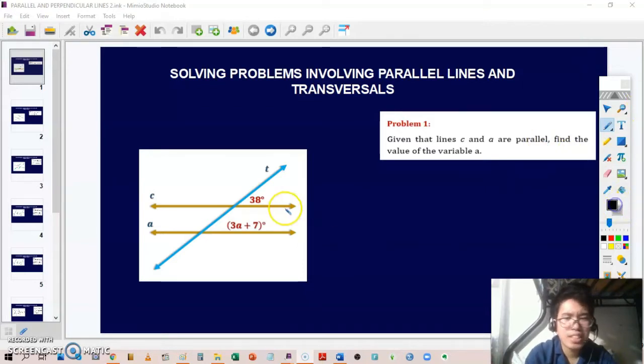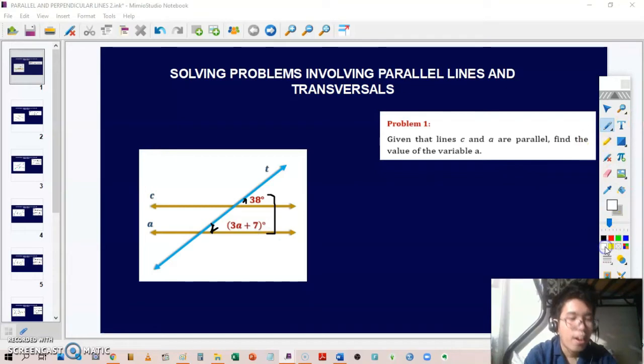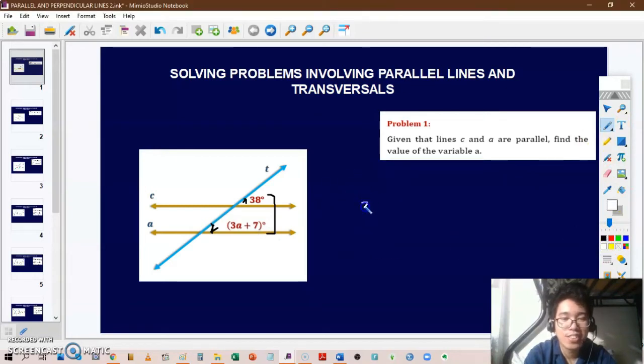It can be clearly seen here that we have two parallel lines, line C and line A, and they have these two angles, 38 degrees and 3a plus 7 degrees. And we all know that those two angles are alternate interior angles. So therefore we have 3a plus 7 is equal to 38. From here we can now solve for the value of a.